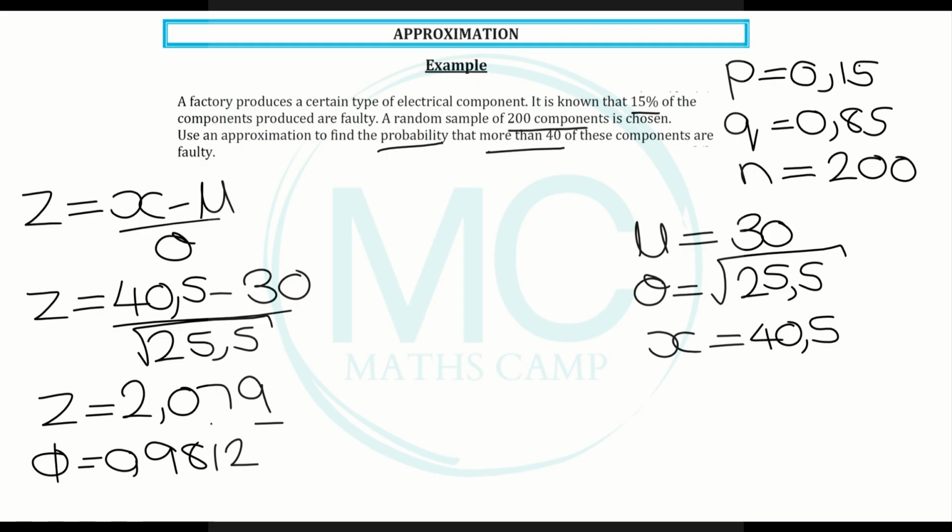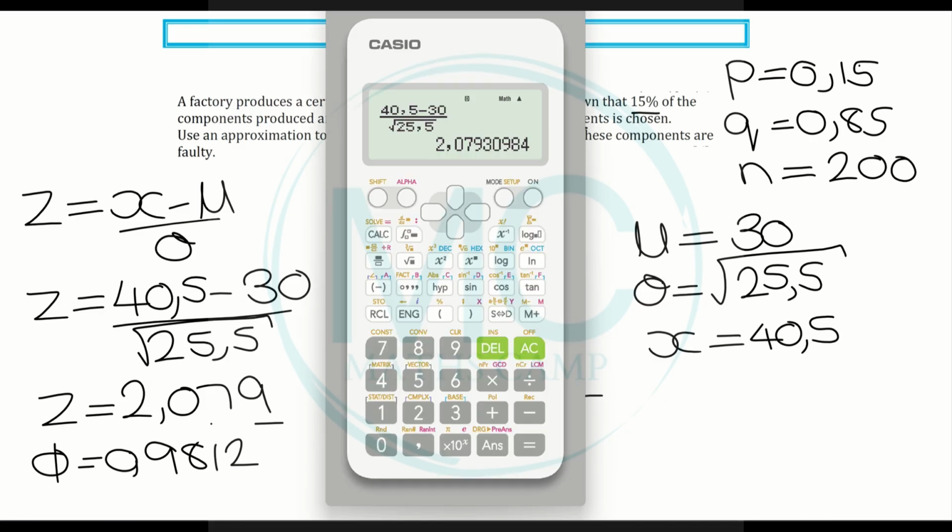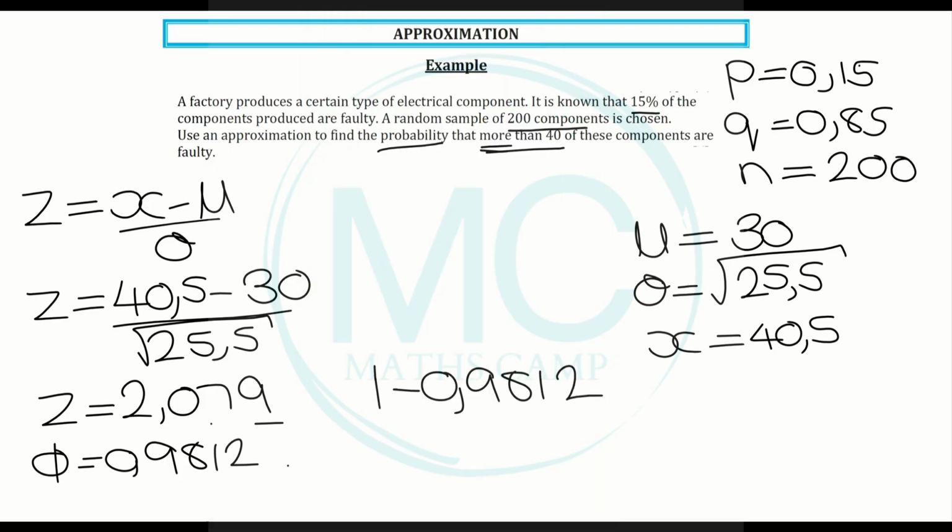And we want the probability that x is greater than 40. So all we need to do now is subtract this from 1. I can say 1 minus 0,9812. Put this into my calculator. 1 minus 0,9812 is equal to 0,0188. So my final answer is 0,0188.